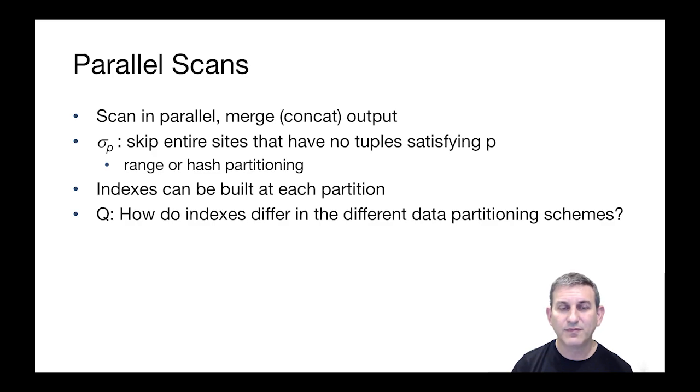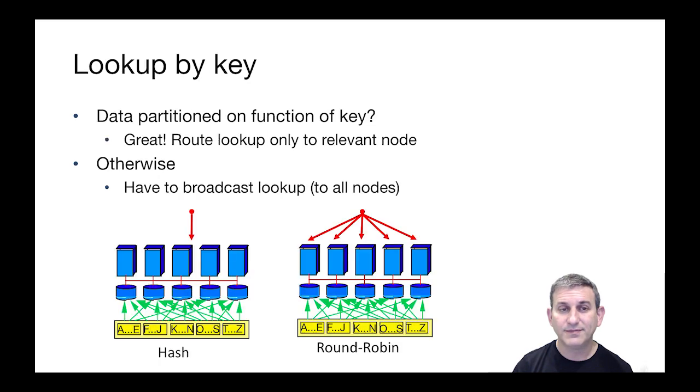Now, at every partition, it is also possible to build a local index, like a B+ tree, so that when you do a search, you can use the partitioning key to decide which machine to go to, and then you can use an index at that machine to figure out which block to go to on the disk. Now, do the indexes differ in the different data partitioning schemes? Not really, in the sense that at every node, there's just a B tree. And based on the data partitioning, that B tree will simply have to index different keys.